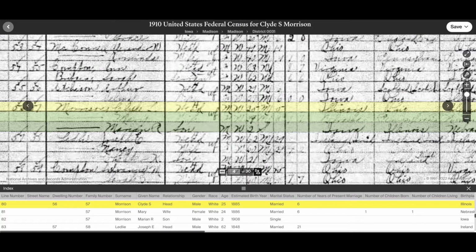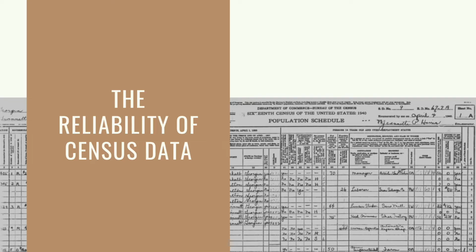Why is it only a sense? Well, the census doesn't ask for people's date of birth, but rather their age. Using this, we learn that Clyde was 25 in 1910, so that we can estimate that he was born round about 1885. Now, let's take a moment to talk about the reliability of census information in general.